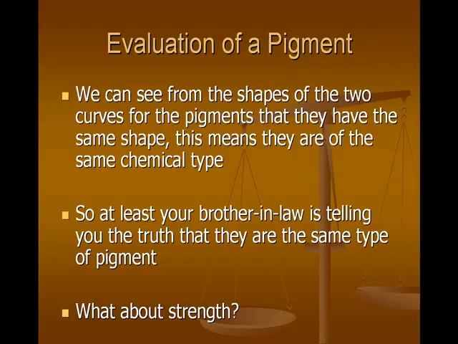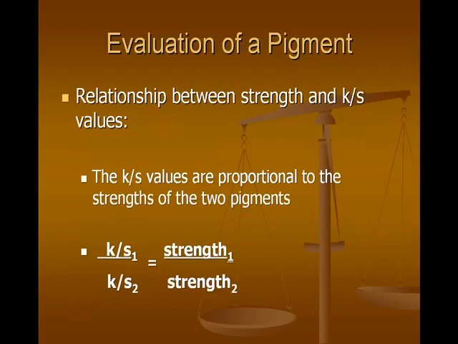What about the strength? Are the strengths comparable? We can use a relationship between the strengths and the K and S values. The K and S values are proportional to the strengths of the two pigments. So we can set up a proportion, and hopefully you remember proportions from math class. The K and S value of pigment number 1 divided by the K and S of pigment number 2 equals the strength of pigment number 1 divided by the strength of pigment number 2. Very simple relationship. We can use that to compare strengths.